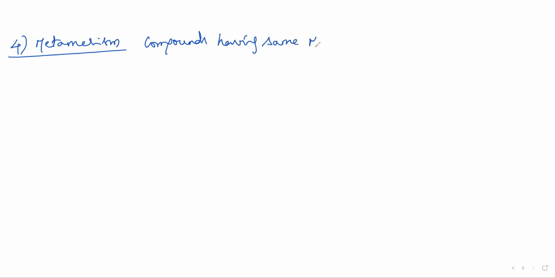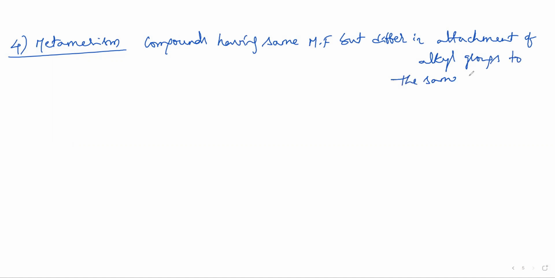Next. Metamerism. What is metamerism? So this is different. Compounds having same molecular formula but differing in attachment of alkyl groups to the same functional group. Functional group should not change.